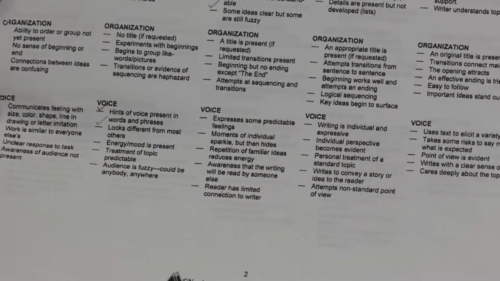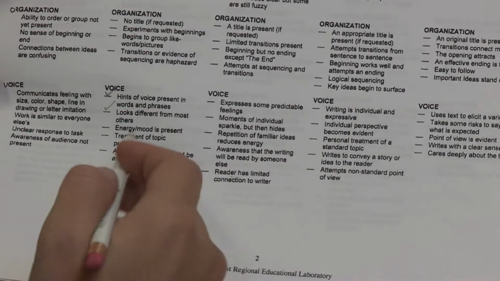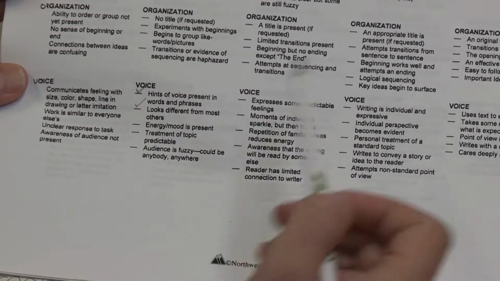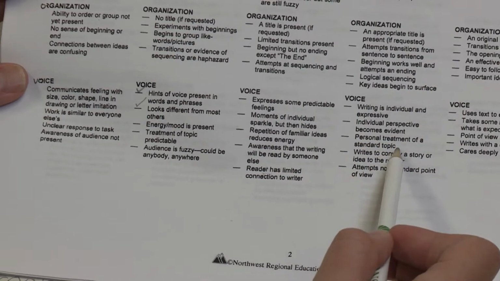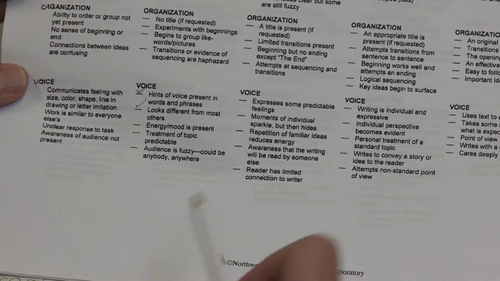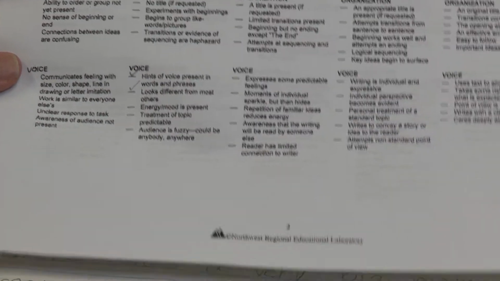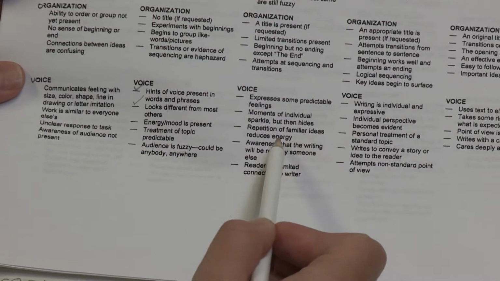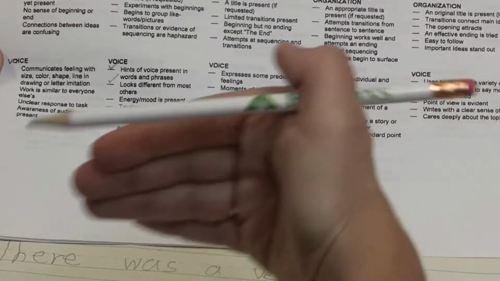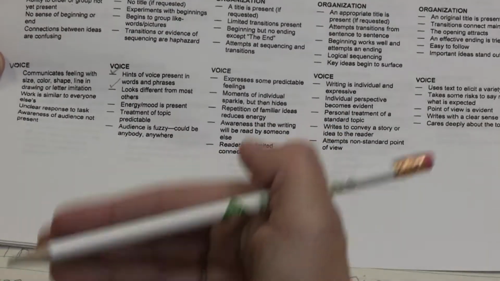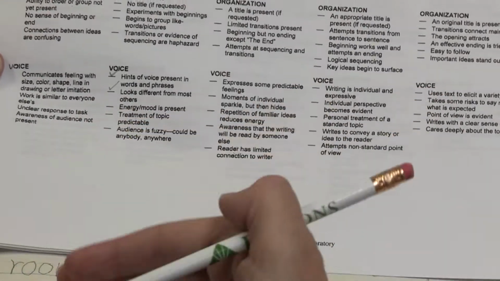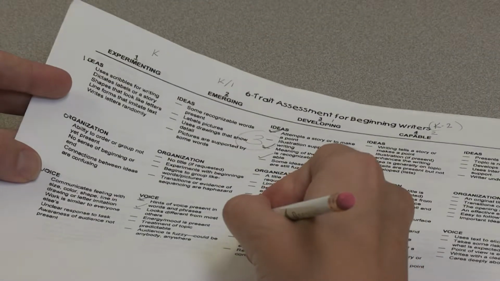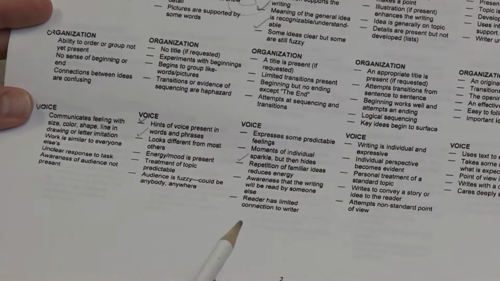So going down, and then going to the next category. Repetition of familiar ideas reduces energy, and personal treatment of a standard topic. Point of view is evident, writes with a clear sense of audience. I'm actually going to give him a 3. Repetition of familiar ideas reduces energy, just because it's very stagnant. There was a room, it was on the 2nd floor, the number. It's almost like he's giving us a list. So I'm going to give him a 3 for that one. And then I'm going to keep going.